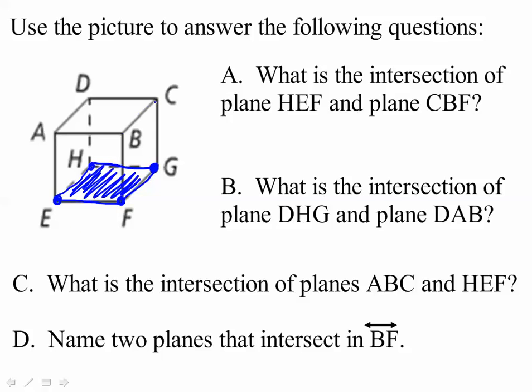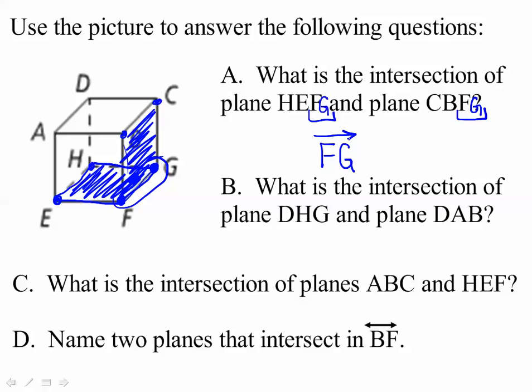and plane CBF. Notice CBF is the side of the box and it also includes G. So we had HEF, which also included G, and CBF, which also included G. There's a couple of different ways we could get our answer here. If I look, I can actually see that the box folds at FG. I can also look at the names and notice that F and G are points on both sides of the box. So they intersect at FG.